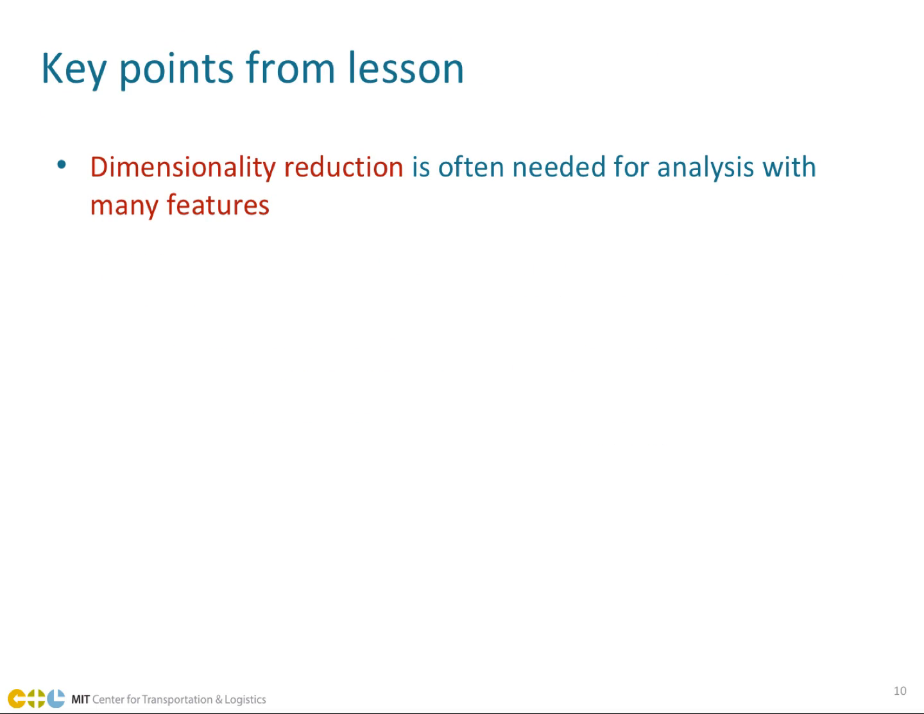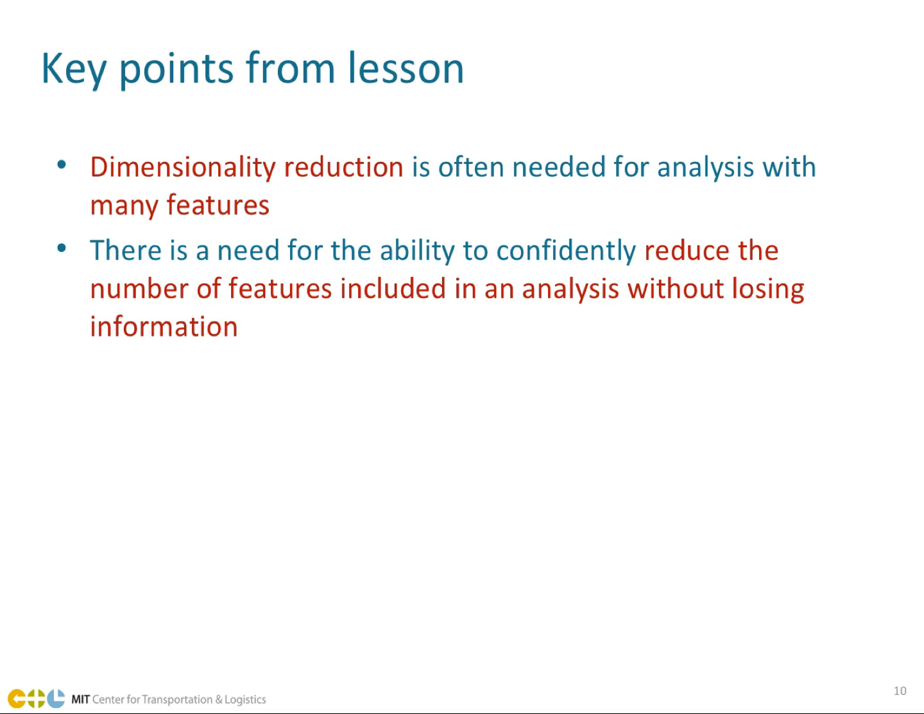So some key points from this lesson. Dimensionality reduction is often needed for analysis that includes many different features. What we'll be doing is really whittling down the number of dimensions and the number of key correlations among those features to actually drive our signal. There's a need for the ability to confidently reduce the number of features that are included in analysis without losing information. And this is primarily because we want to make sure that we have a manageable number of records that are needed for analysis that actually confidently help us drive the signal.